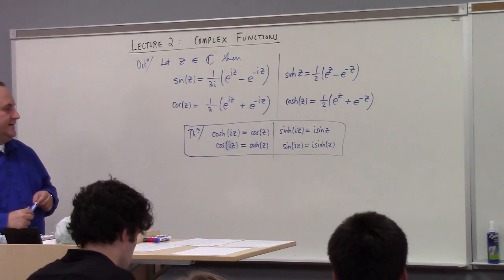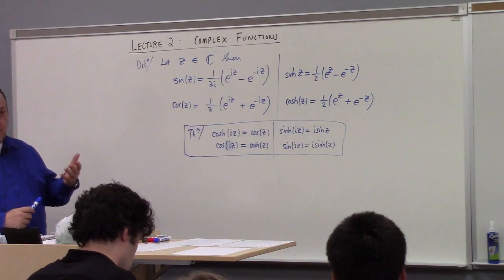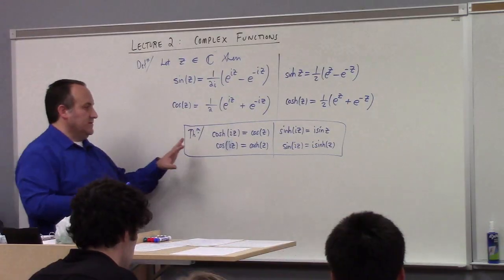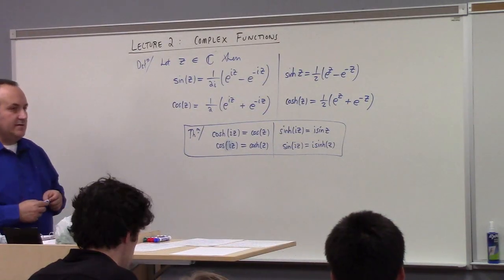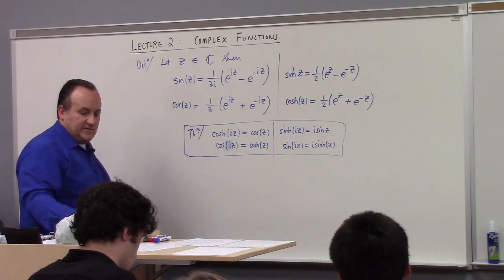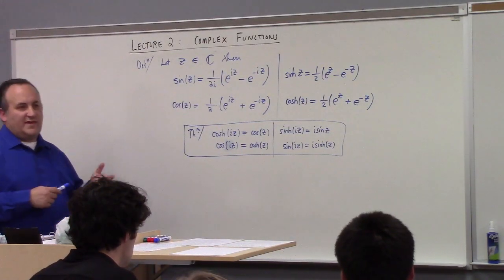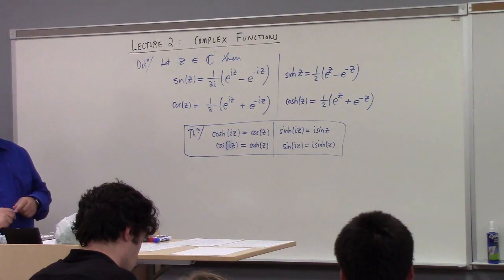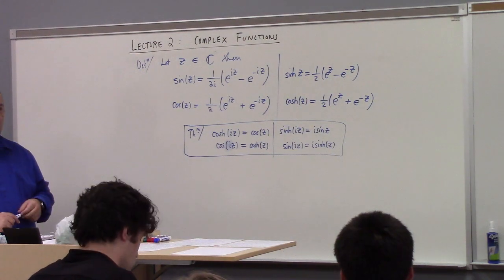Now, if you believe me about this theorem, what does it tell you about the length of cosh and cosine, and sinh and sine? They're the same, right? They have the same magnitude, because the magnitude of i is just 1.